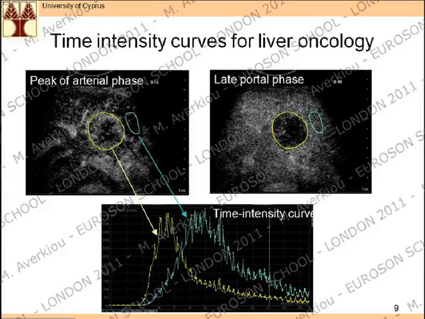So this is what we would do. Here is a peak of the arterial phase. This is the lesion we are surveying. This is the late portal phase. We use information from both phases to choose our region of interest, and we form a time intensity curve, the yellow time intensity curve you see here. We also place a region of interest somewhere in the normal liver parenchyma, if there is such a thing as a normal liver parenchyma in a patient who has metastasis. And we also form a time intensity curve from that second region of interest.